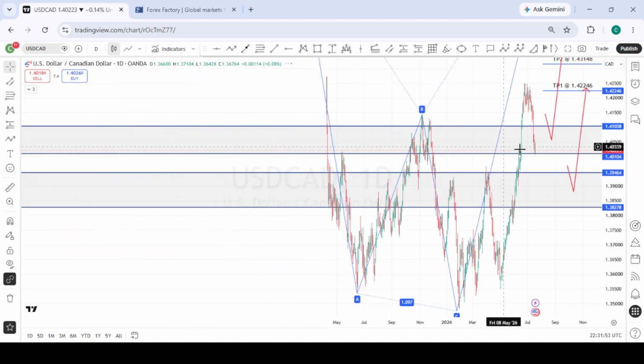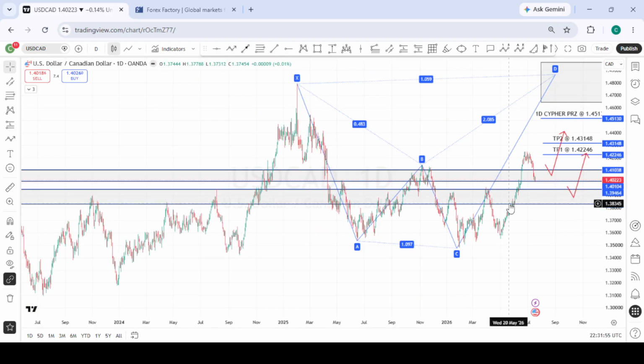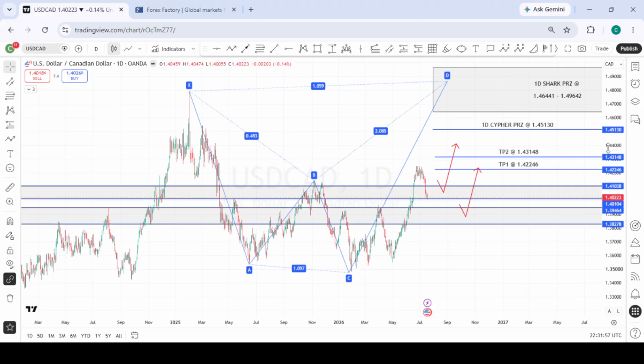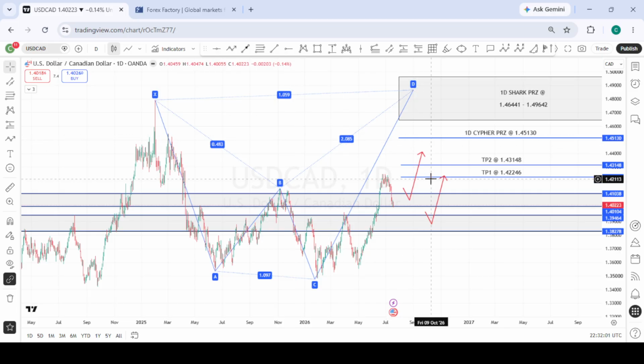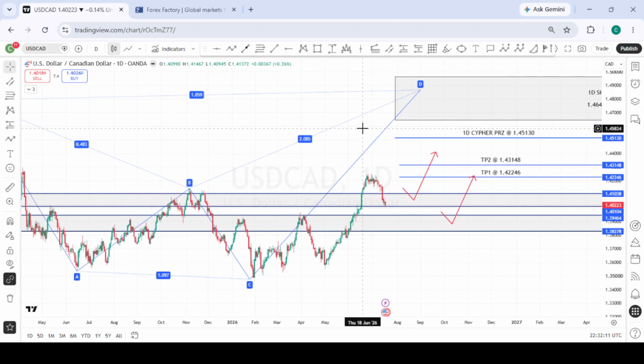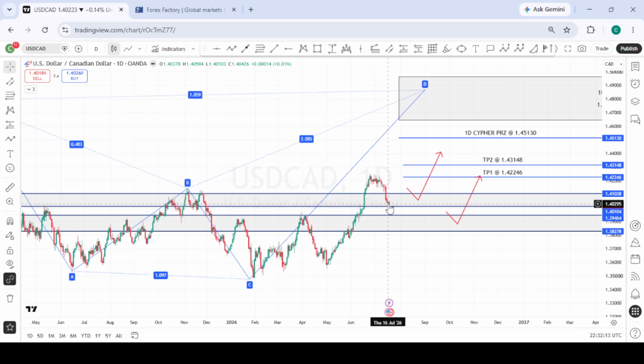This is USDCAD, and USDCAD is also developing a potential harmonic pattern, which is a cipher or shark pattern. And last week we anticipated that price could pull back into this very first area of interest or second area of interest. Then we can take our bullish decision from there. Price has currently come to our first area of interest, and it looks like it might not react here. It might probably drop to the second zone instead.